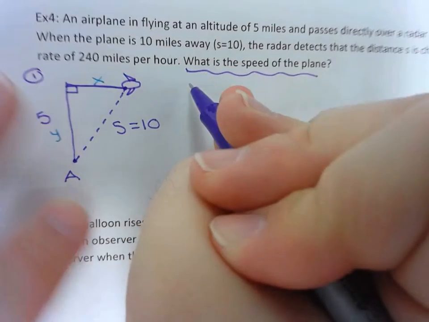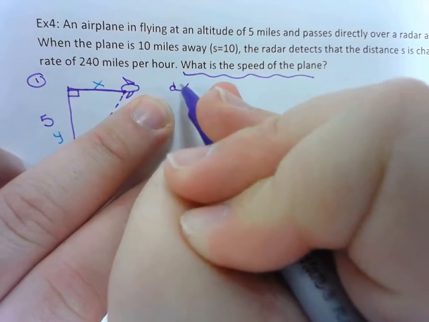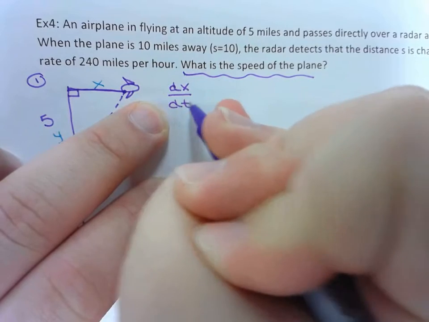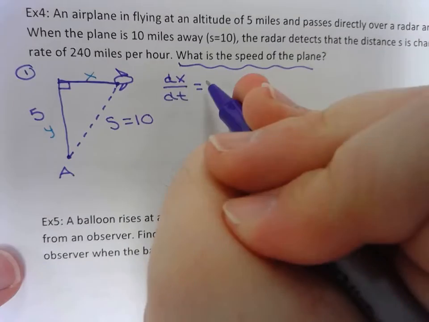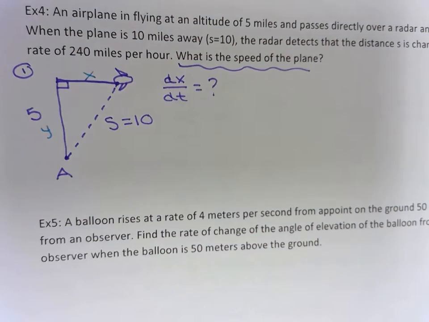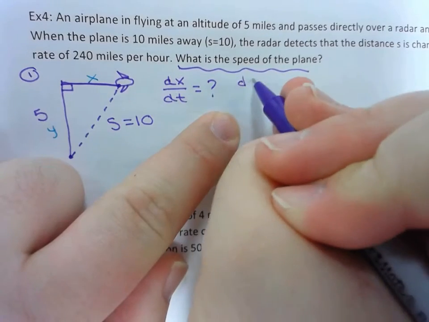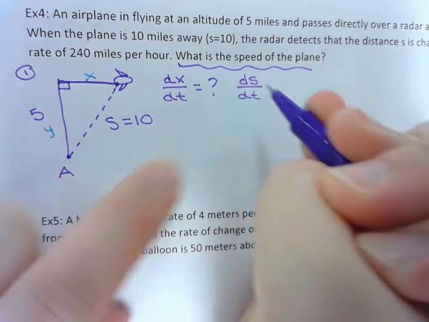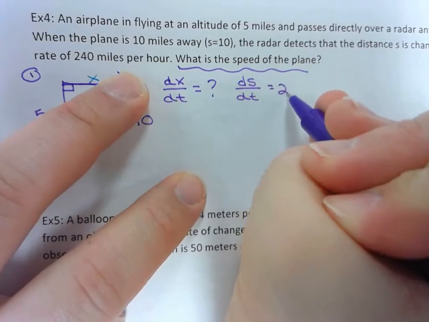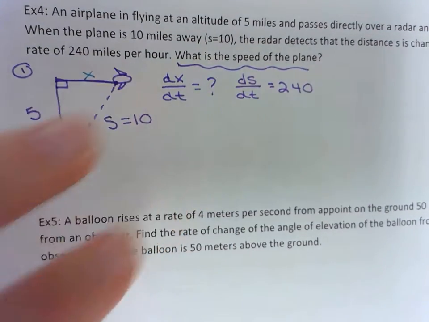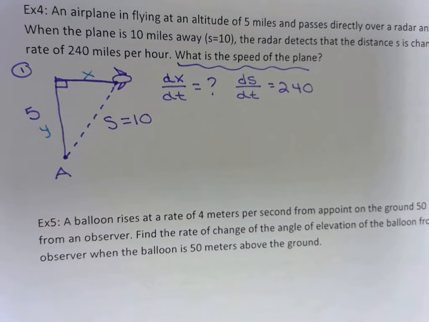Speed is always a rate, so step one is to label what the unknown is and what they give me. I want to know the speed of the plane. That's going to be dx/dt. Horizontal, that's the speed. That's what I'm looking for. What other rate do they tell me? The radar detects that the distance s is changing at a rate, right there, ds/dt, the change in s over time, is 240 miles per hour. That's what they give me.